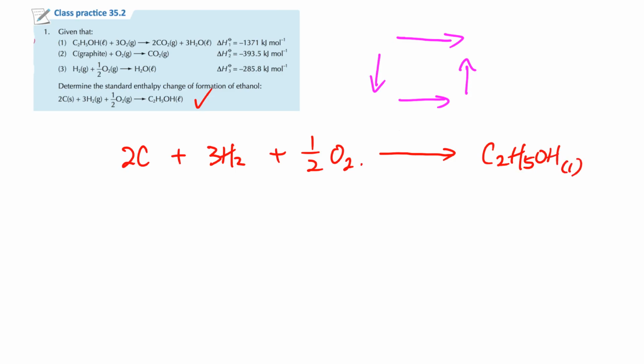Do remember to put down the state symbol. And then we'll just randomly pick one, say, for example, equation number 2. If you do the first one it will be easier, but I'll just do the second one, to let you see how to add one and then add all.